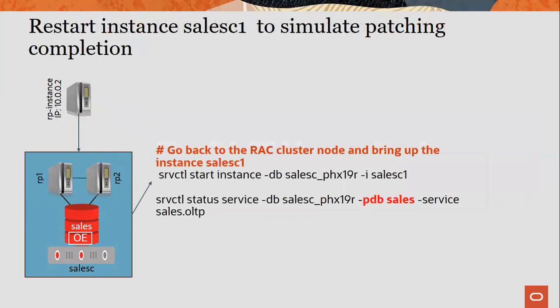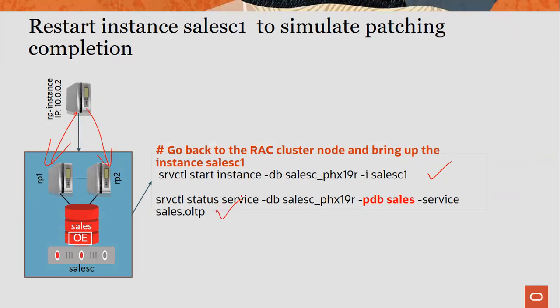Now, what we will do is we will restart this instance one, right? And then you will see that after this instance is started, the connections will balance out across these instances. So that's what I'm going to show you.